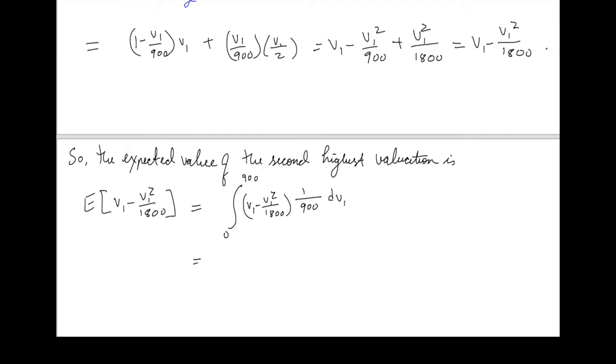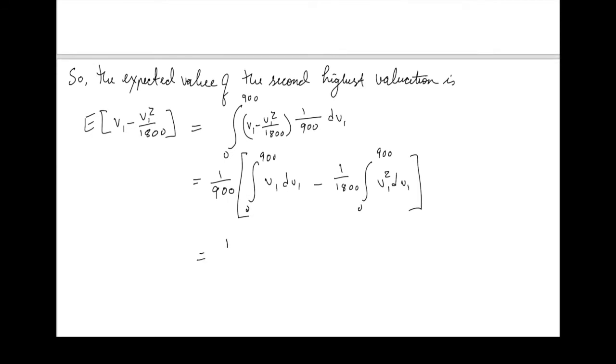Don't worry too much about solving this. I'll walk you through it, but I don't expect you to be able to do this on your own. So if we simplify this, we can pull out the 1 over 900. The integral from 0 to 900 of V1 dV1 minus the integral of V1 squared over 1800 dV1. So that in turn becomes 1 over 900 times the integral of V1 from 0 to 900, which is V1 squared over 2 evaluated between 0 and 900, minus 1 over 900 times 1 over 1800, which I'm going to write down as 900 times 2.